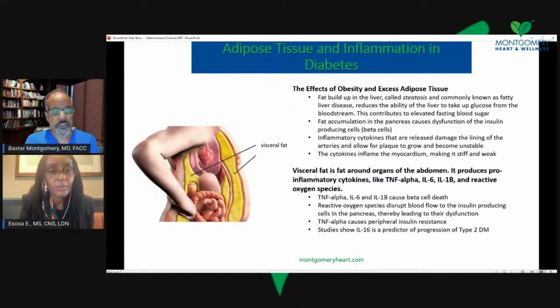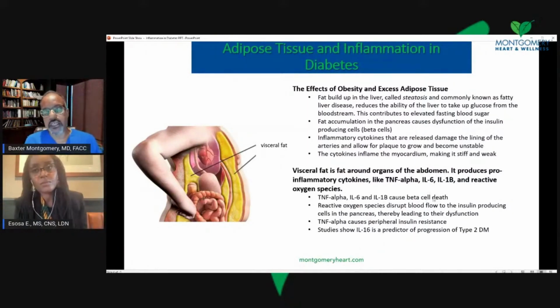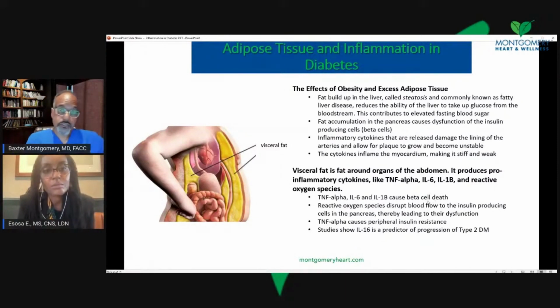And so these inflammatory markers are acting at the cellular level. In this case, it's the beta cell, and they lead to beta cell death. In the case of myocardial problems and heart failure, they lead to myocyte death, which leads to weak hearts, heart disease, heart attacks, or heart rhythm problems. So you have the same underlying mechanism causing different disease states and resulting in different manifestations. TNF alpha causes peripheral insulin resistance. Studies show that IL-6 is a predictor of progression of type 2 diabetes.